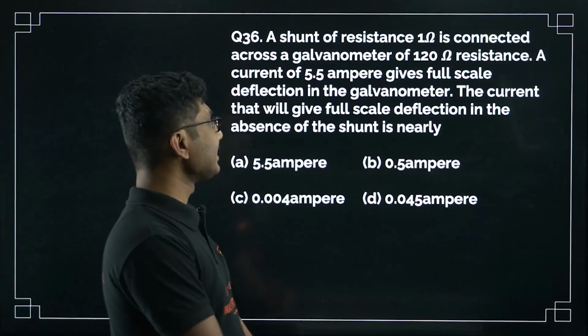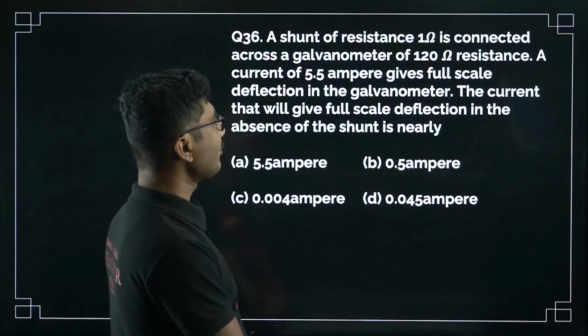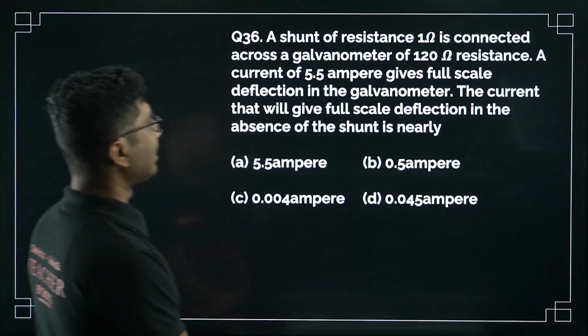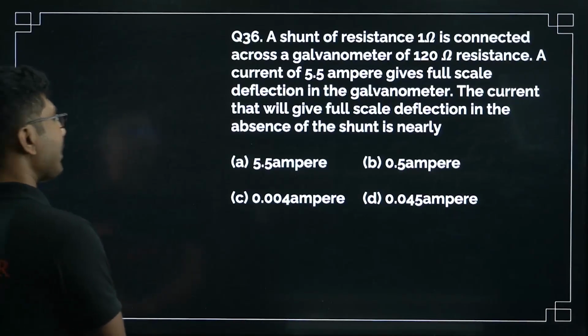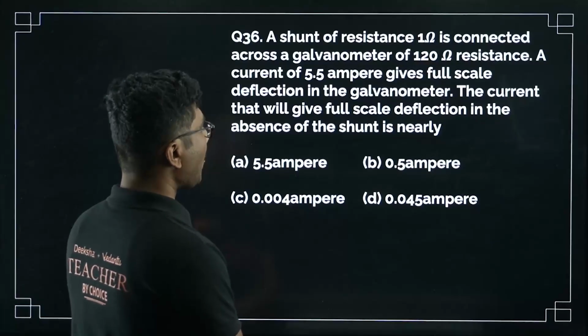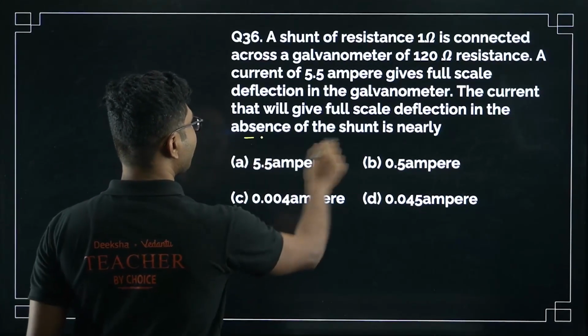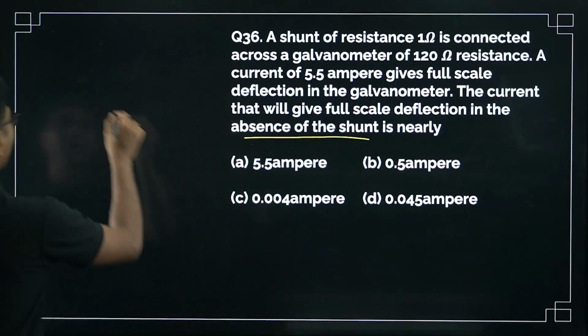A shunt resistance of 1 ohm is connected across a galvanometer of 120 ohm resistance. A current of 5.5 ampere gives the full scale deflection of the galvanometer. The current that will give the full scale deflection in the absence of the shunt is nearly what? So what is the meaning of that?